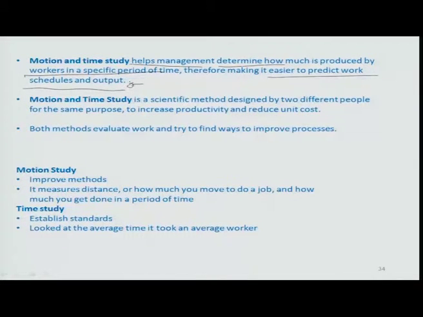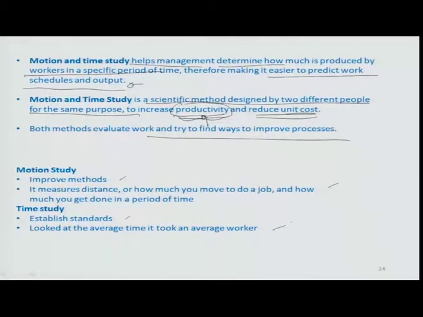Of course, they are scientific methods which are designed by two different people for the same purpose. Okay. So, the main goal or purpose is how to affect productivity, and how to reduce the unit cost, and of course, both methods evaluate work and try to find out ways to improve it. For example, motion study improves methods, measures distances or how much you move to do a job and how much you get done over a period of time, and time study on the other hand establishes standards, looks at the average time it took an average worker to do a job, and so on and so forth.